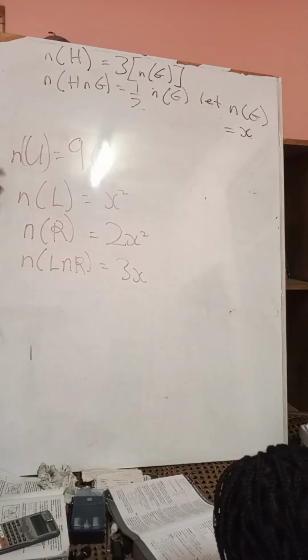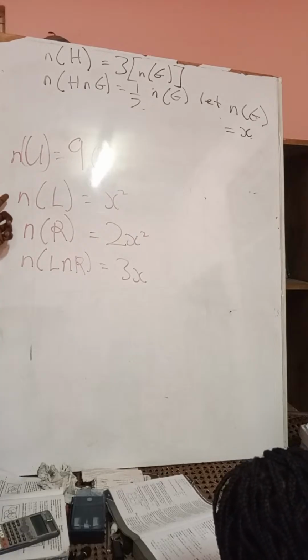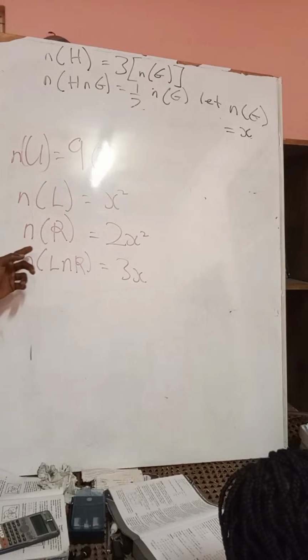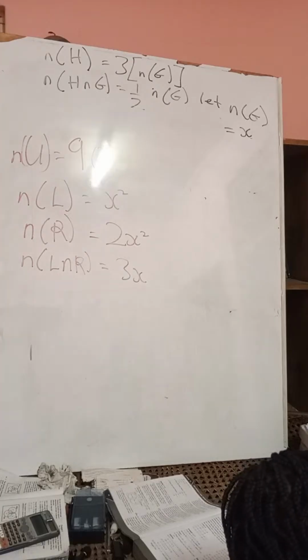I've written all the dimensions here: the union, the total number of people, those who can play with their left leg, that is L, S squared, and R is representing those who can play with their right leg. L and R means both left and right. That is 3x.